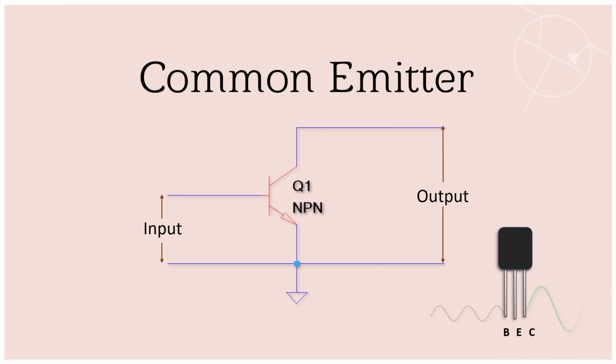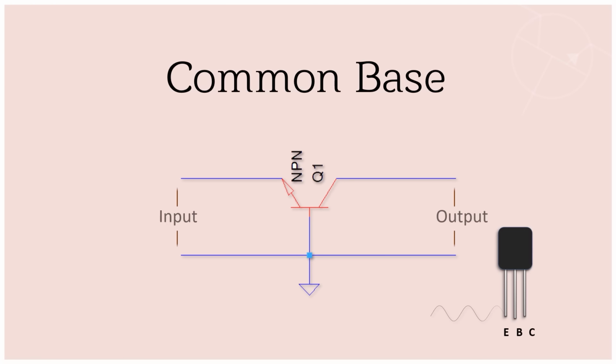In this configuration, the emitter is common or ground for both base and collector, while the base functions as input and the collector as output. We have the common base. In this configuration, the emitter is input, the collector the output, and base the common to both collector and emitter.